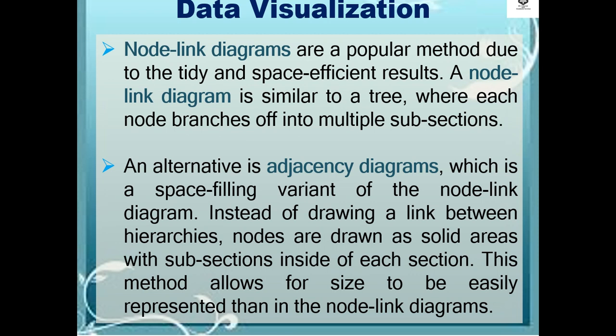An alternative is adjacency diagrams, which are a space-filling variant of the node link diagram. Instead of drawing a link between hierarchies, nodes are drawn as solid areas with subsections inside of each section. This method allows for size to be more easily represented than in the node link diagrams.